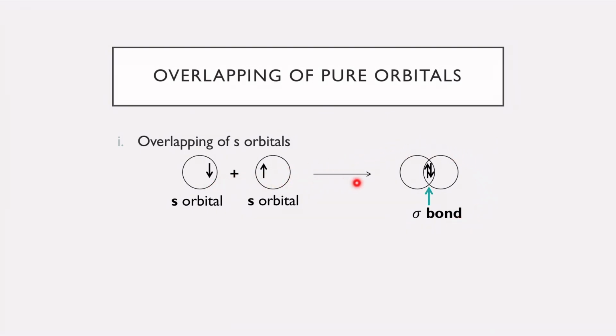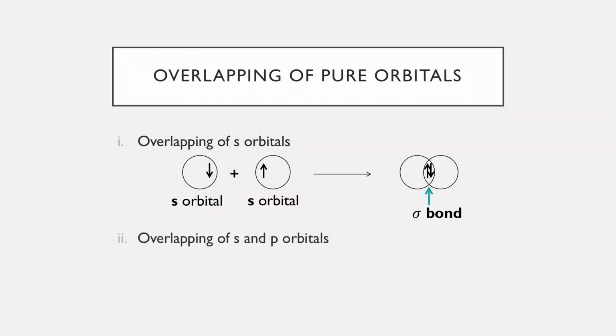When you overlap end to end your s orbitals, your electrons will be paired up, and this end-to-end overlap results in a sigma bond. An s orbital will always form a sigma bond because it is spherical in shape. It cannot overlap sideways. It is spherical, so memang end to end saja.